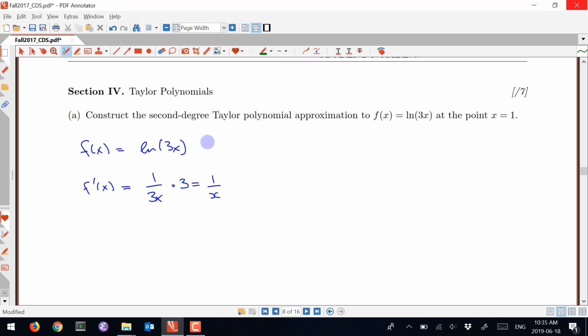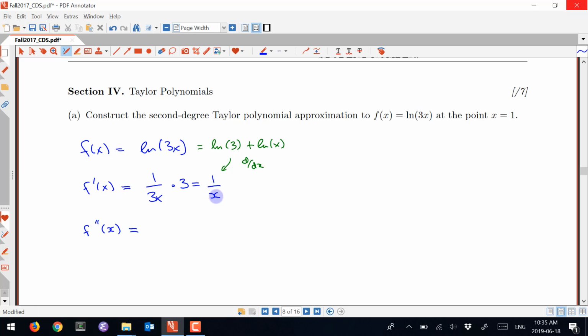It actually isn't that much of a surprise because we can rewrite this using log rules as ln of 3 plus ln of x. And so we see the derivative of that would also give us 1 over x. If you use the original function, that's fine. Just be careful when you simplify it. You will get something relatively straightforward.